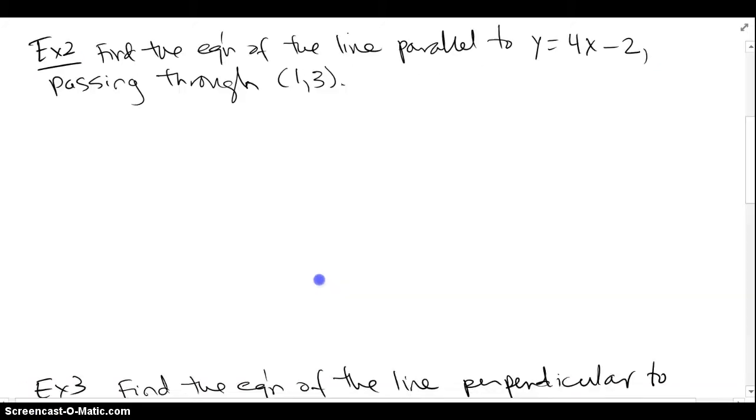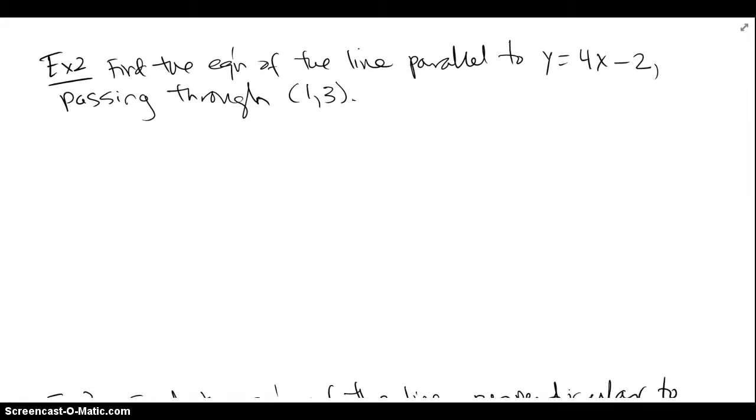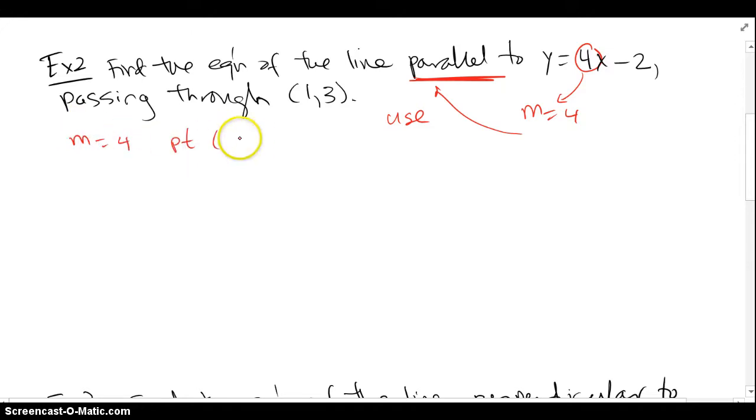Next example says find the equation of the line that's parallel to this given line. It looks like y equals 4x minus 2 and passing through this ordered pair (1, 3). So since it's parallel, I'm going to pull out the slope of this line that they give me and use it over here because it's parallel. Remember, parallel lines have the exact same slope. So the line I'm looking for has a slope of 4 and it goes through the ordered pair (1, 3).